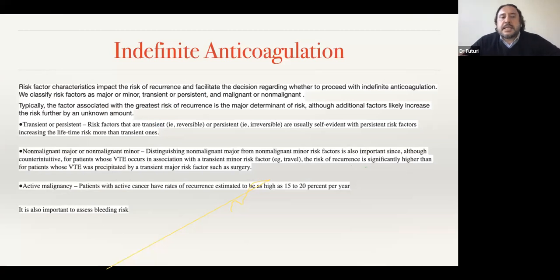Who needs indefinite anticoagulation? This is a difficult question, but I think the important parts are certain patients that have risk factors that are not reversible.